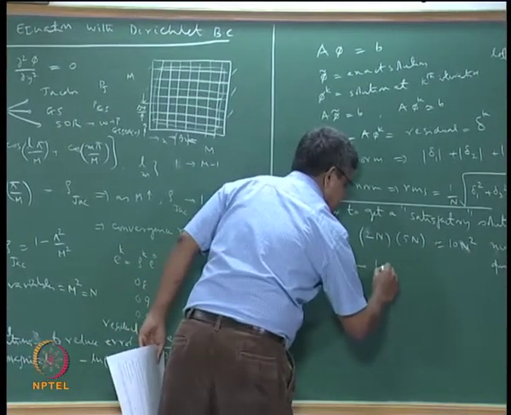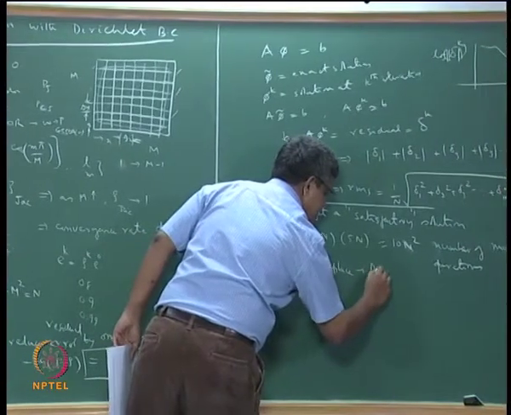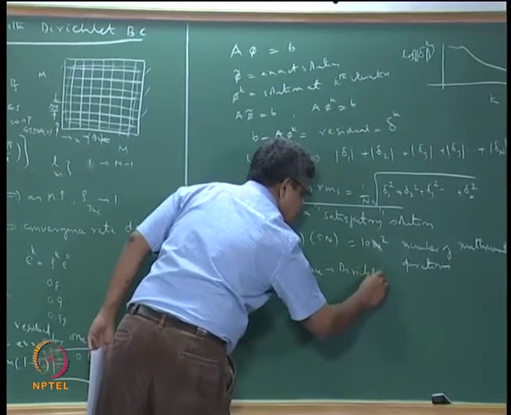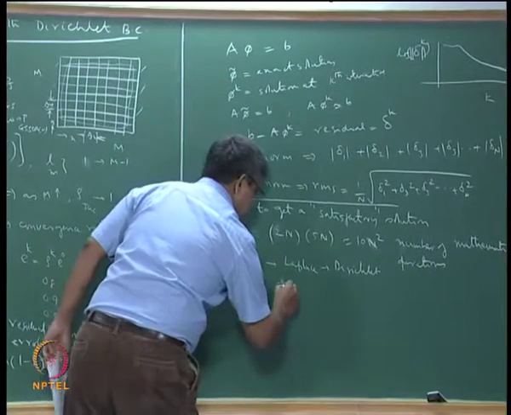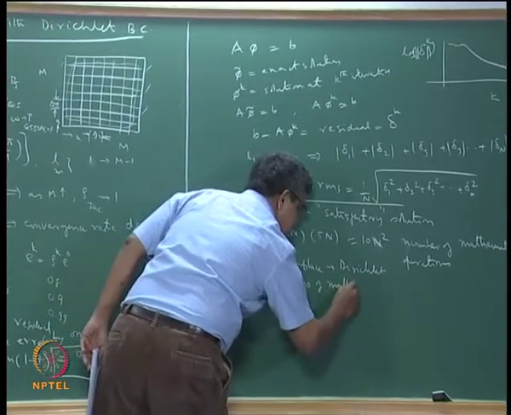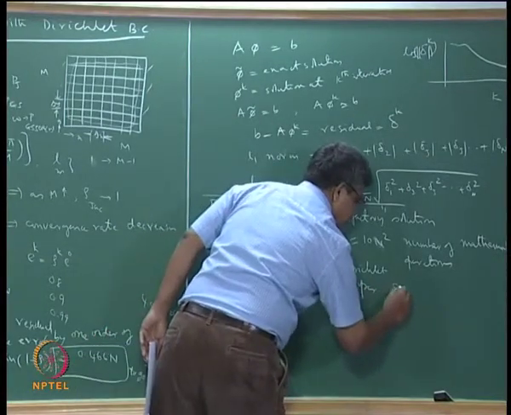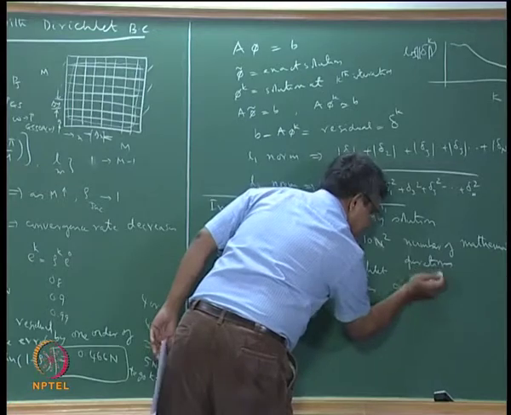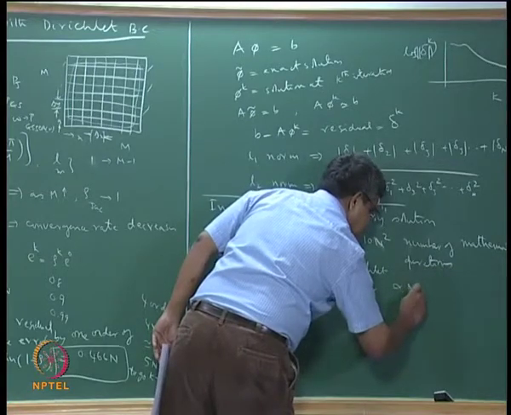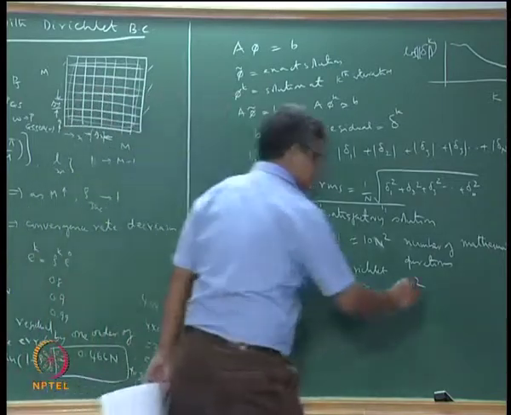for a Laplace equation with Dirichlet boundary conditions, the number of mathematical operations is proportional to n square, where n is the number of variables.